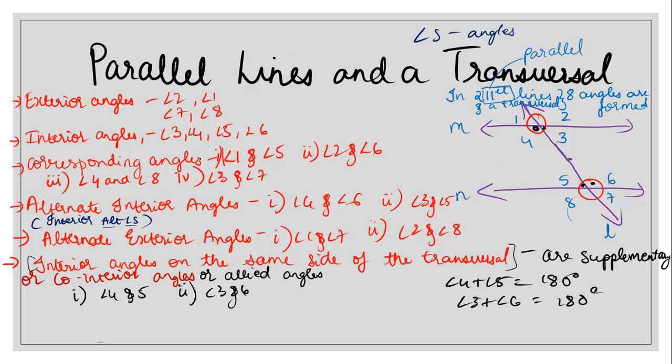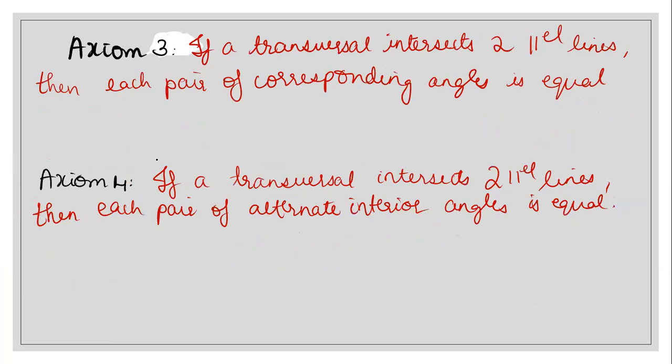So that's all about parallel lines and transversal. Finally, we have completed what are parallel lines and a transversal, right? And what are the different types of angles? Hope it was clear. Now we shall be seeing the third axiom. So let's see, what is this third axiom?